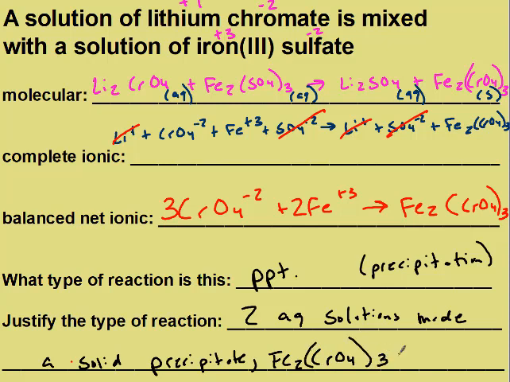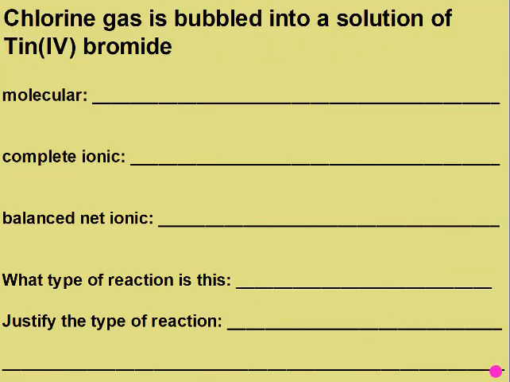So two aqueous solutions made a solid precipitate, which was Fe2(CrO4)3, or iron 3 chromate. Notice that our charges are balanced as well as our elements. We have a +6 and a -6 equals 0, and on the other side we have a 0. Go ahead and pause the video and go through and get your balanced net ionic. Restart when you have your balanced net ionic equation.